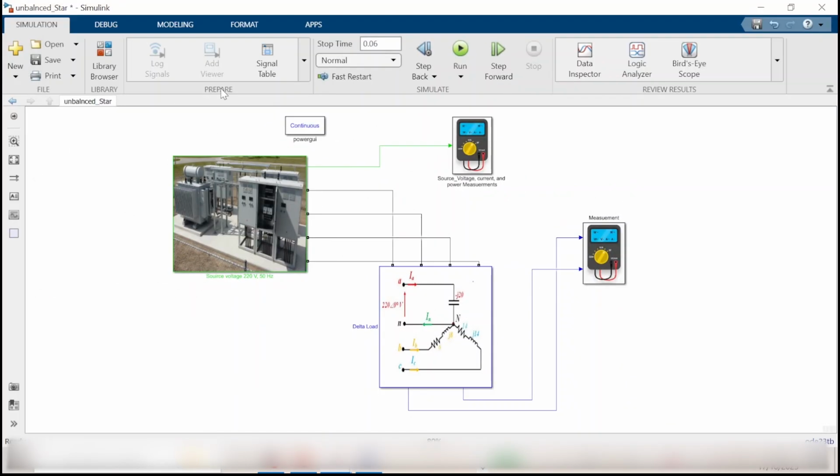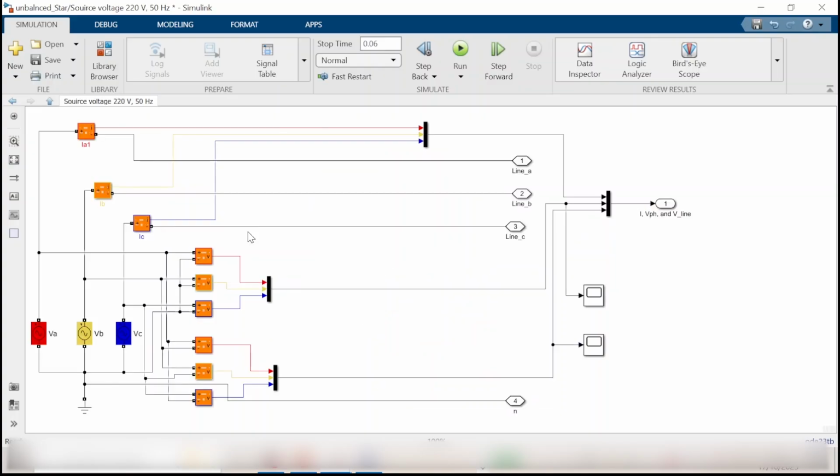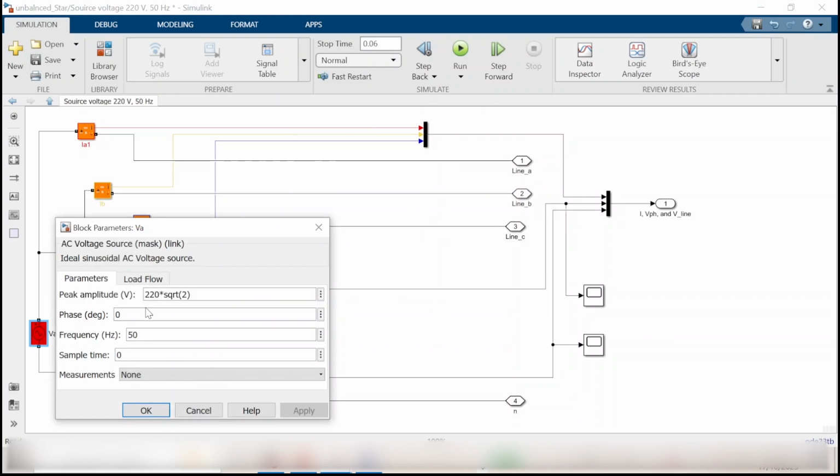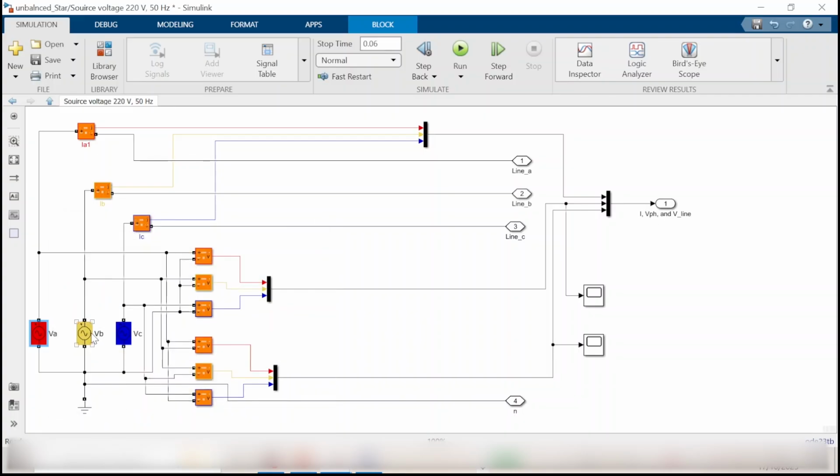So let's go. This is the system we'd like to simulate. We have a source feeding an unbalanced star load. The neutral point of the source is connected to the neutral point of the load. Let's click on the source first. We have a three-phase source, star connection. So we are going to look at phase A, for example. We have 220 root 2 and the angle is 0, 50 Hertz. Regarding phases B and C, they are the same magnitude but shifted 120 degrees.